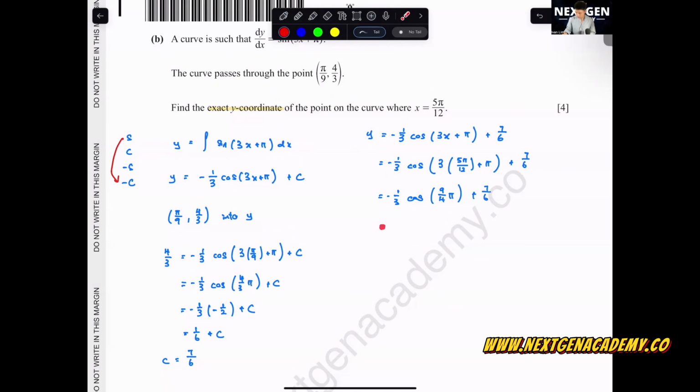Okay, so the calculator here will give negative 1 over 3 sec 2 over 2 plus 7 over 6. Remove the bracket, we get negative sec 2 over 6 plus 7 over 6. This is the final answer.